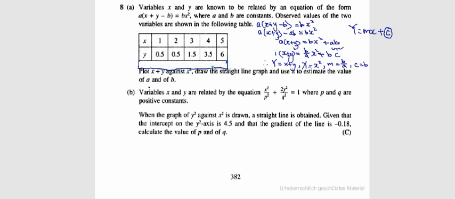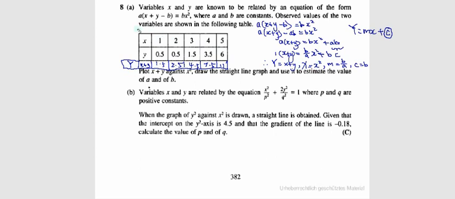Now I'm going to create the x plus y row. This is x plus y, so this is actually the big Y that you're going to plot the graph with. So x plus y means 1 plus 0.5, this is 1.5, this is 2.5, this is 4.5, this is 7.5, this is 11. So this is your big Y.